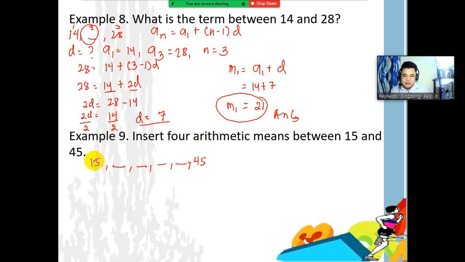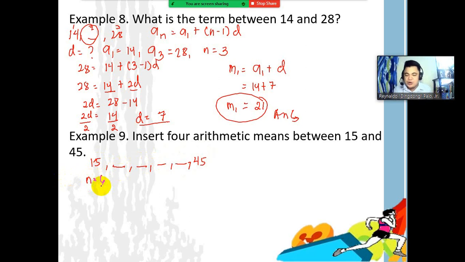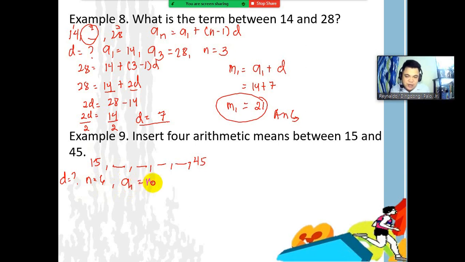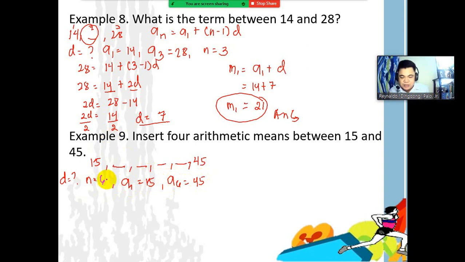So how many terms do we have? 1, 2, 3, 4, 5, 6. We have 6 terms. Again, just like what I was saying before, you can solve for the means. You have to identify the common difference, using the same formula, a sub n equals a sub 1 plus n minus 1 times d. So we need n, which is 6, and our a sub 1, which is 15. A sub 6 is 45. And then that's the time that we can solve.